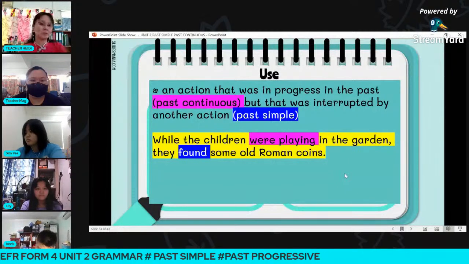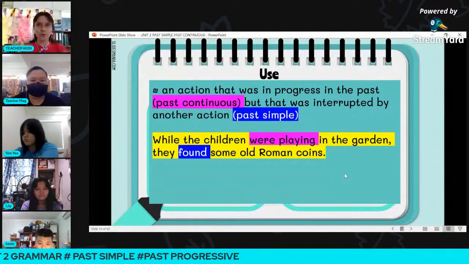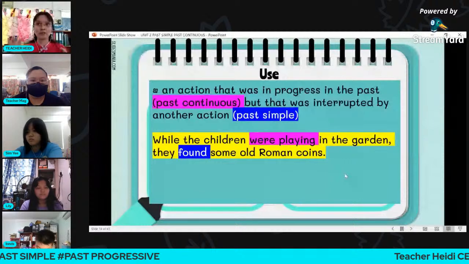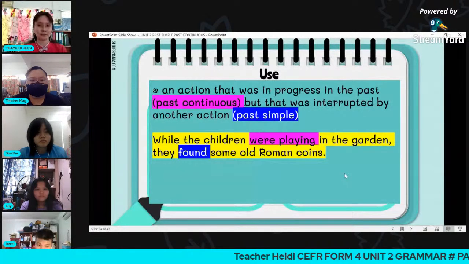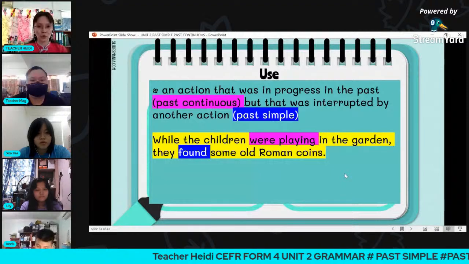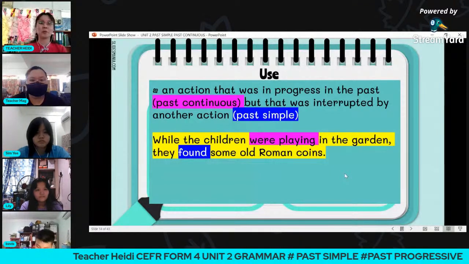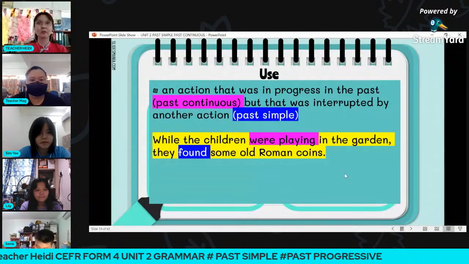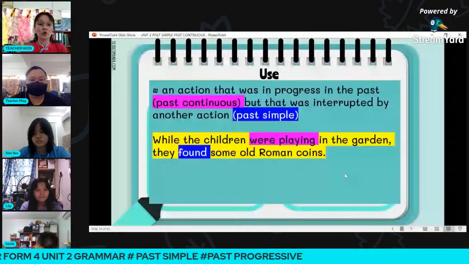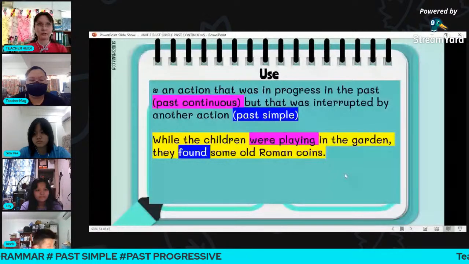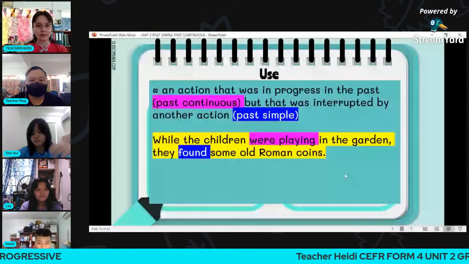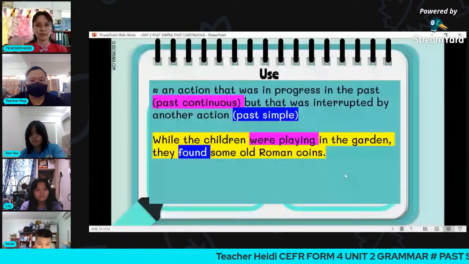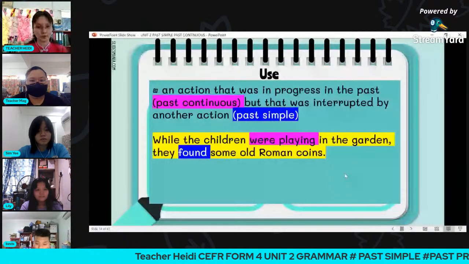While my mother was cooking in the kitchen, the phone rang. So it's not in their plan, it's not in their schedule that the phone is going to ring at this time. Or the door knocking. While we were watching television, someone knocked on the door. It's not something that you have planned. That's why when the action is an interruption, then you use the simple past.